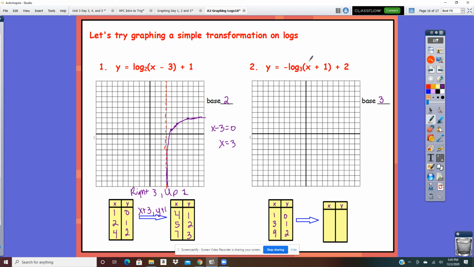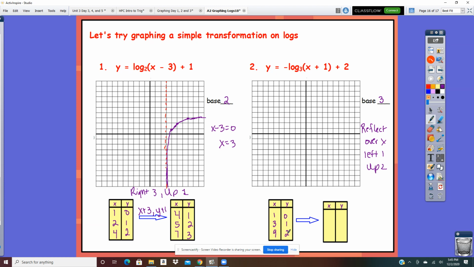Okay, so in this second example, you have an additional feature, characteristic. It's going to have a negative up front, which means it's a reflection over x. So my transformations are reflect over x, and then it is going left 1 and up 2. Okay, so here's my base 3 points.